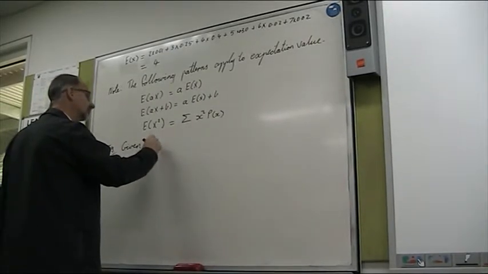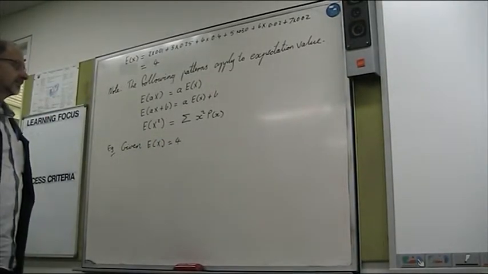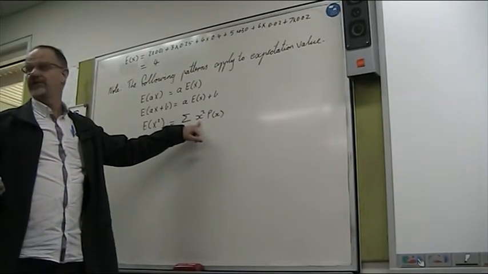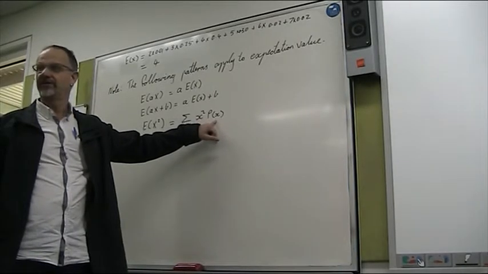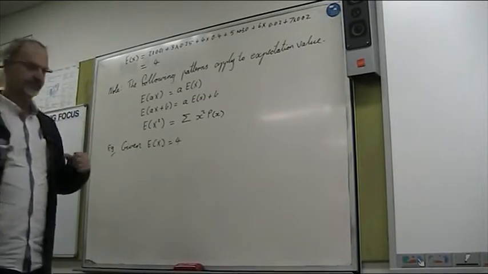So it's the sum of x squared times the probability. You square your x, so 5 chopped chips, 5 squared, 25, times the probability of 5, and then do the same for all the others and add them together.